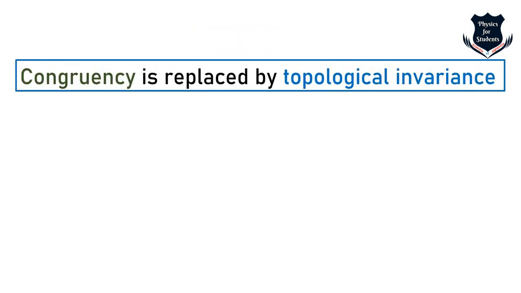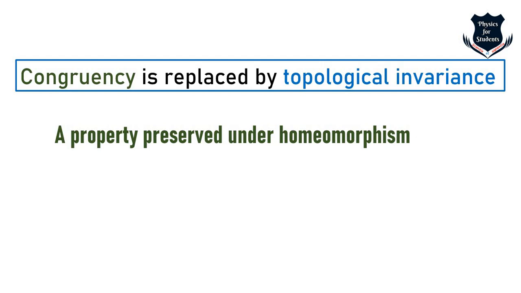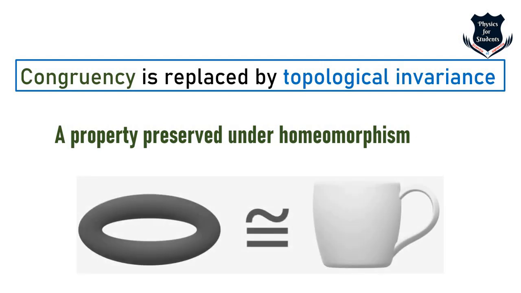In the earlier video we saw that congruency is being replaced by topological invariance, which means the properties which do not change remain invariant. So it is a property preserved under homeomorphism, and we saw how a torus performs a homeomorphism and becomes a coffee cup. This is just a quick recap to help you understand that we have learned topological invariance, which is a property preserved under homeomorphism.